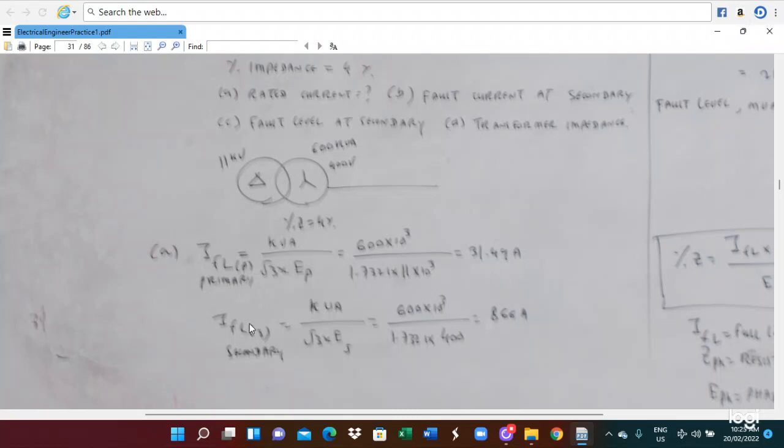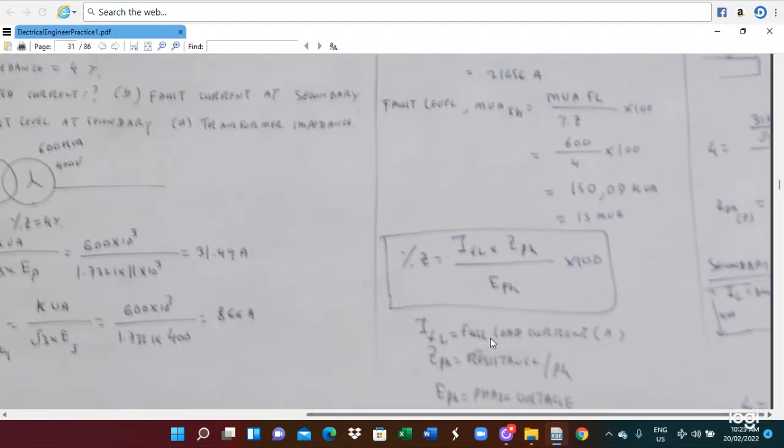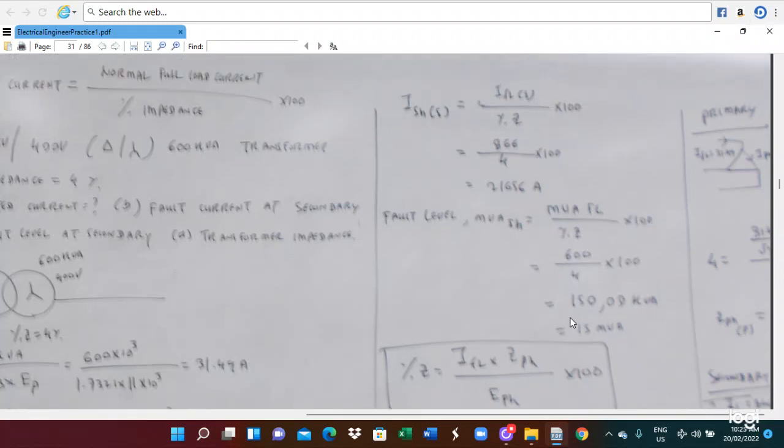And we also have to calculate the secondary current. Secondary current: kVA is 600 kVA, 600 multiplied by 10 power 3, √3 is 1.7321, and the secondary voltage is 400 volts. So divided by 400, you get 866 ampere. Therefore the primary current is 31.49 ampere, and the secondary current is 866 ampere. Then we have to calculate the fault current.